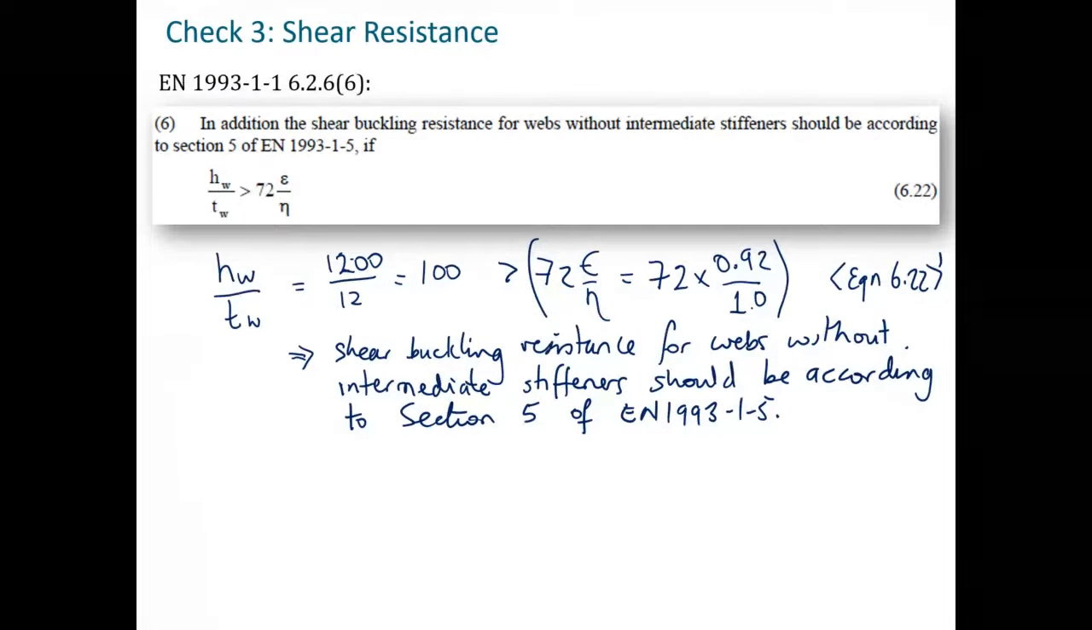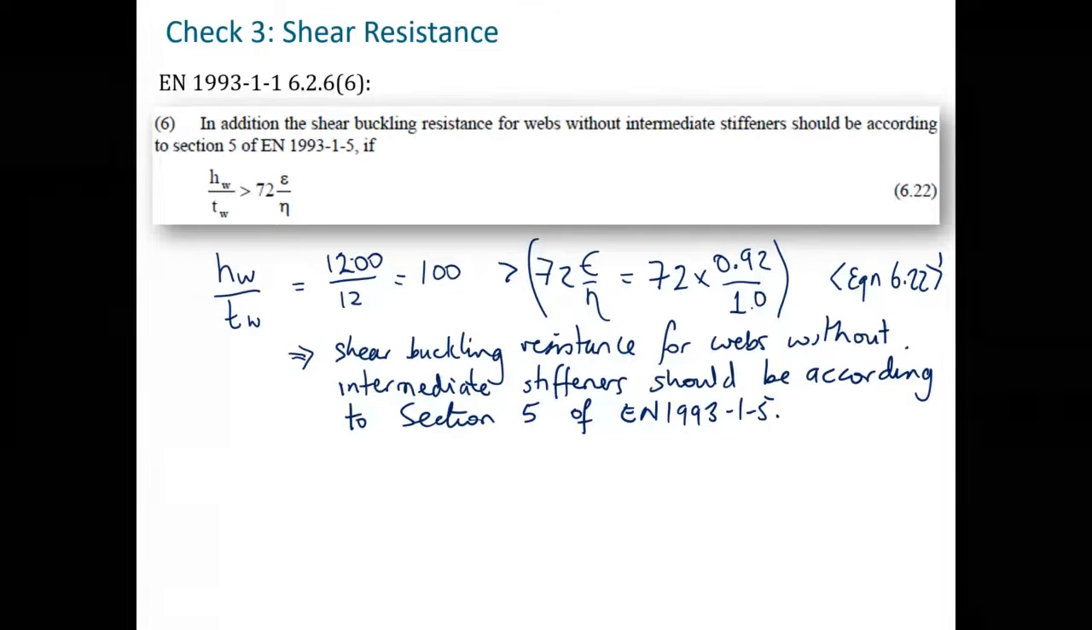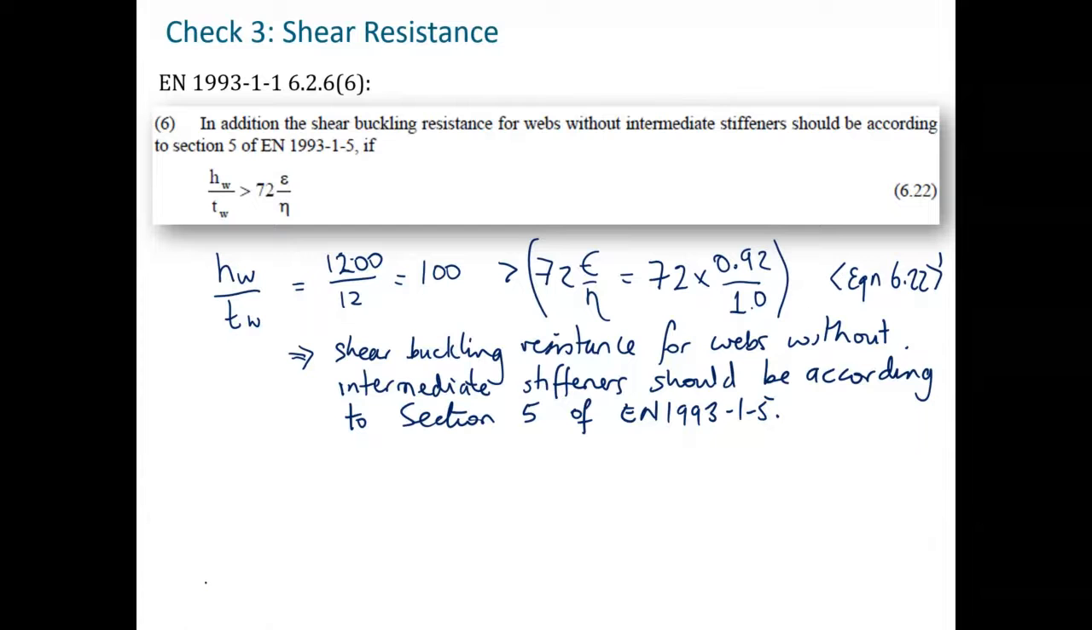Shear resistance. So again, similar to example 1. First, when we look at Eurocode 3 part 1 part 1, in clause 6.2.6, it tells us that if this web slenderness, the height of the web divided by the thickness of the web, is greater than 72 epsilon over eta, then we need to go into section 5 of Eurocode 3 part 1 part 5 and do our checks according to that.